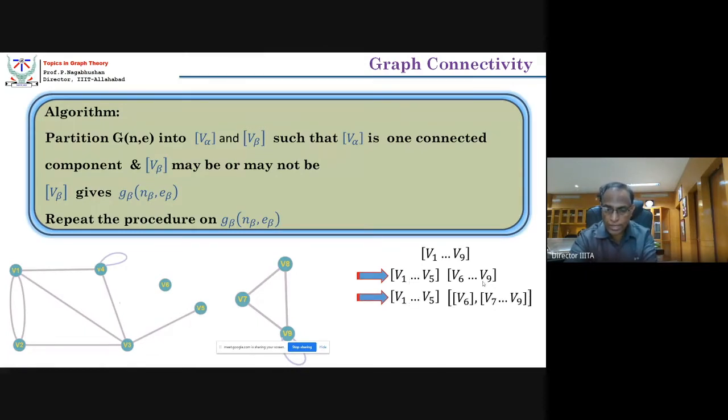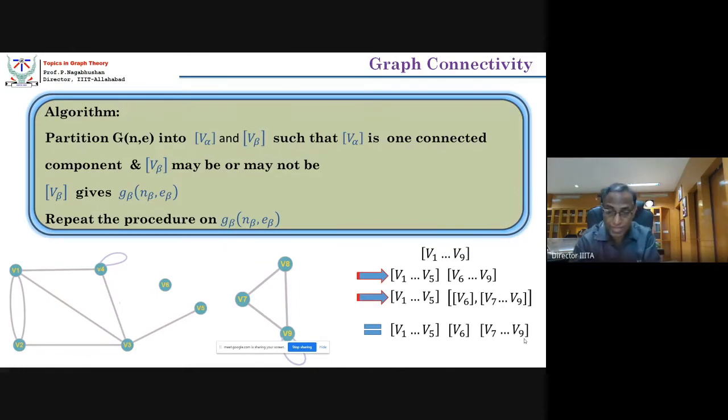Then next you take this set V6 to V9 and let us start with V6. I can see that V6 does not connect to any vertex. Therefore, V6 itself is one partition and the remaining is V7 to V9. Then I am still not sure whether V7 to V9 is connected or not. I have to test that. Let us say I start with V7, then I see V8 is connected, V9 is connected, therefore V7 to V9 is connected. Therefore, there are three partitions. So there are three disconnected components.